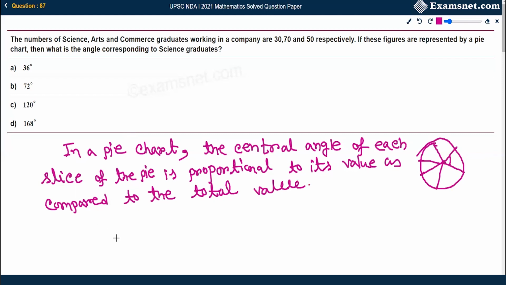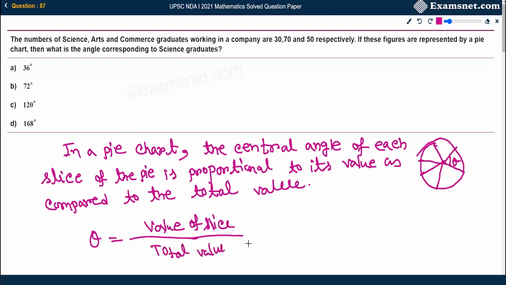Okay, and the formula is: this angle is called, say, theta. Theta equals the value of the slice. If it's given in percentage, or in a number, or in a fraction, then the value of the slice by the total value, multiplied by the total central angle, that is 360 degrees.